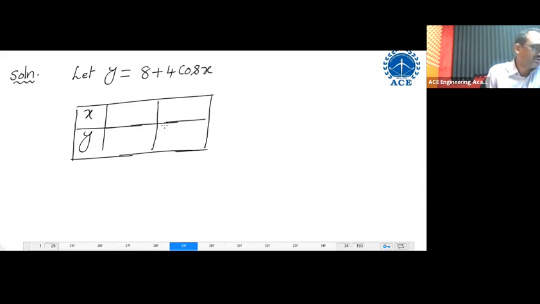Only endpoints. Lower limit 0, upper limit pi by 2. If I take x is equal to 0, 8 plus 4 cos 0 is 12. If I take x is equal to pi by 2, 8 plus 4 cos pi by 2, and cos pi by 2 is 0, so the answer is 8. What is the trapezoidal rule formula? Integral 0 to pi by 2.